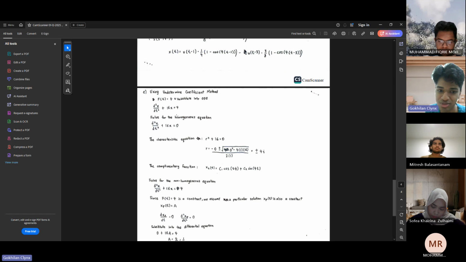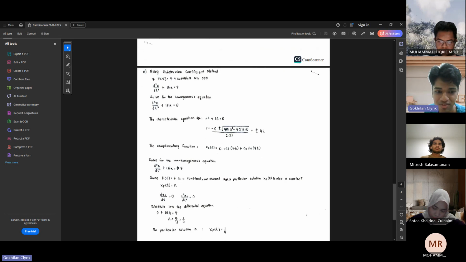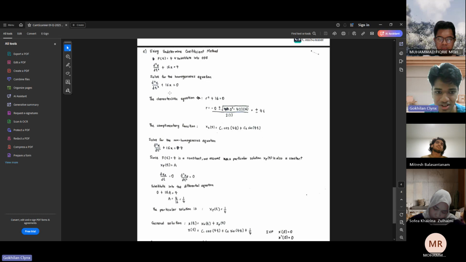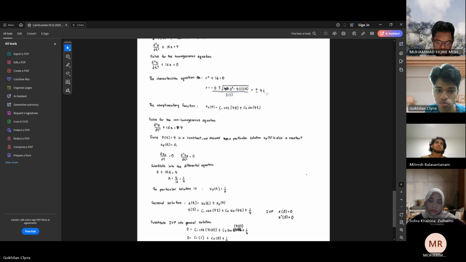I choose to do the undetermined coefficient method because it's simpler. For f(t) equals 4, substitute into the ordinary differential equation and we solve. This is a non-homogeneous equation, so we have to get the solution for the homogeneous and the non-homogeneous part. For the homogeneous part, we find the characteristic equation r squared plus 16. So the root of the characteristic equation is 4i.